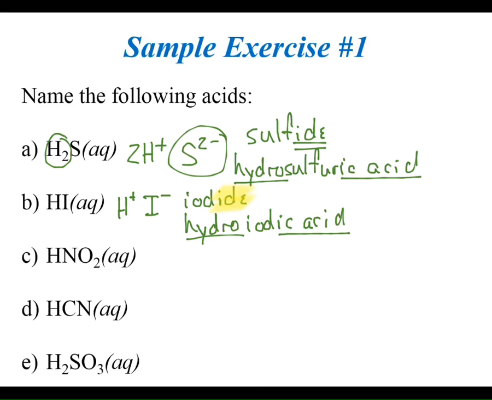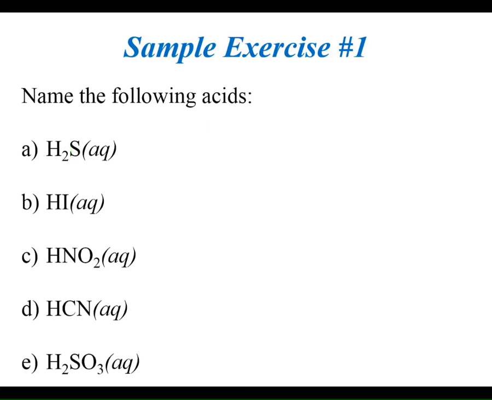Okay. I'll do one more with you. HNO2. So if I lost an H plus, what else would I leave behind? NO2 negative. Okay. How do we name NO2 negative? Nitrite, because nitrate is NO3 negative. So what do you do with ite?